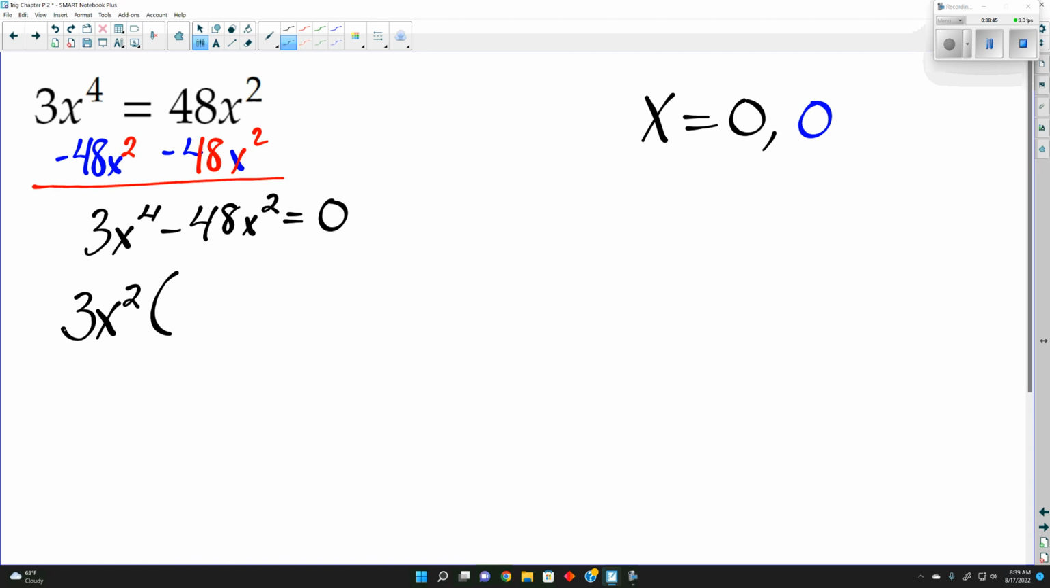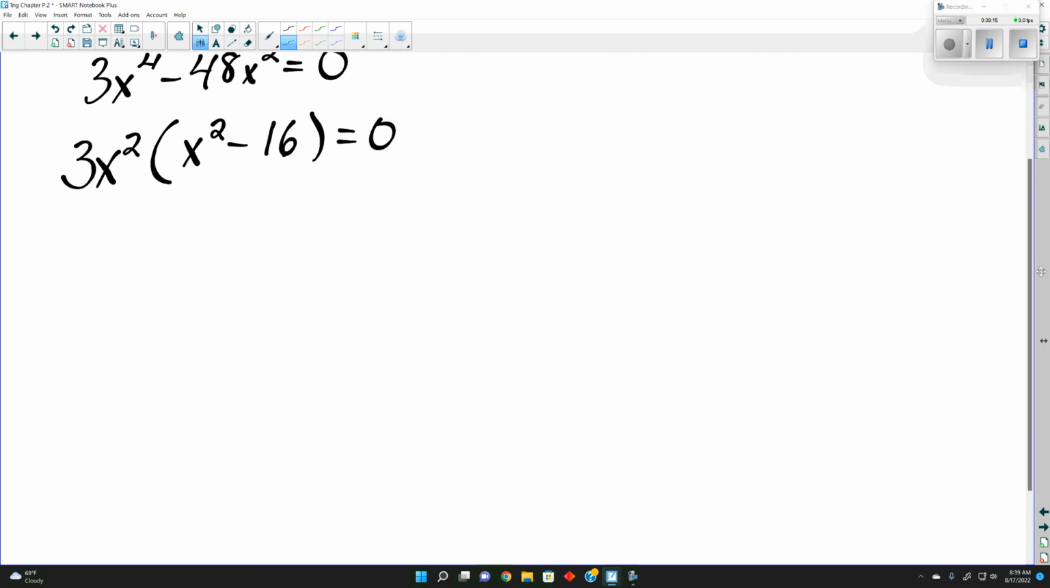And if we factor 3x squared out of 3x to the fourth, we're left with x squared minus, 3 divides into 48 16 times. Let's see here. Nope. Yes. 16. Yeah, I was thinking of 4 there for a second. But yes, it's 16. And the x squared factors out completely. Now, by the zero product property, we're saying that 3x squared is equal to 0. And x squared minus 16 is equal to 0.